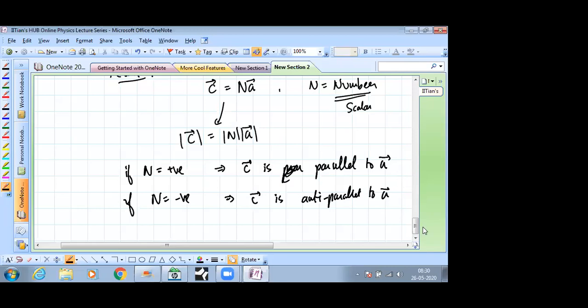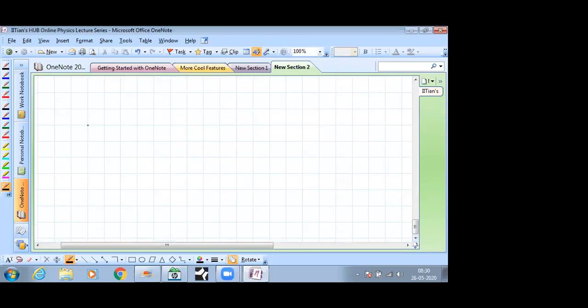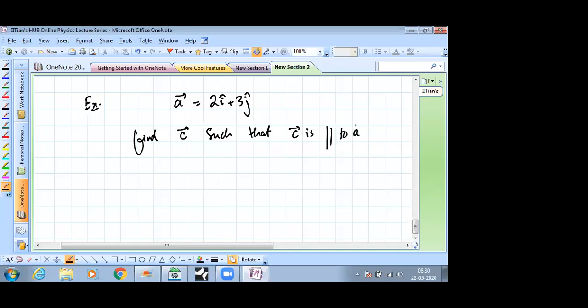Very simple. So this is the concept we use. For example, suppose we had a vector A which is 2i cap plus 3j cap. And now I ask you to find a new vector C such that C is parallel to A, and the magnitude of C is, suppose, 10 units.